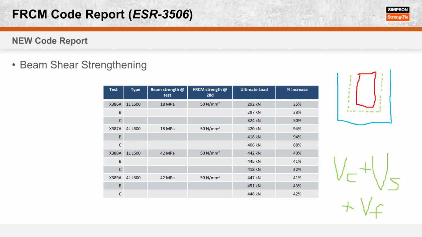So you can add the strength from the grid, the VF, from the FRCM, but all of this extra concrete should add to the VC, the shear capacity of the concrete. But the design guide says we're not allowed to use that extra strength. So it's very conservative in that way.